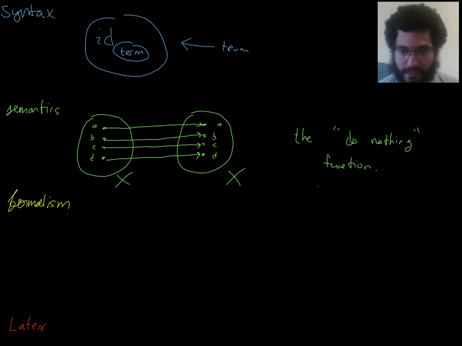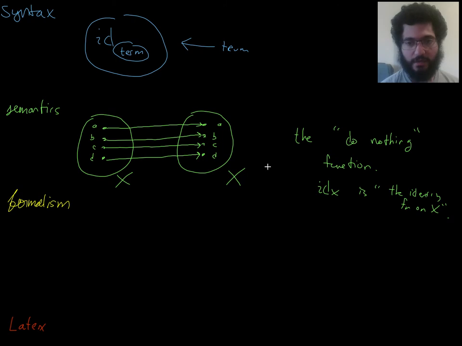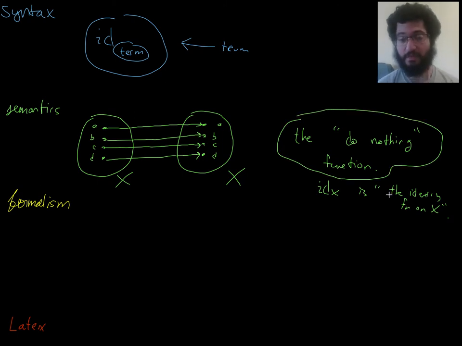If I say id subscript x, then this is called the identity function on x. And what it's supposed to mean is that it's a function that does nothing. I think of it as the do nothing function. Input something and then nothing will happen to it.